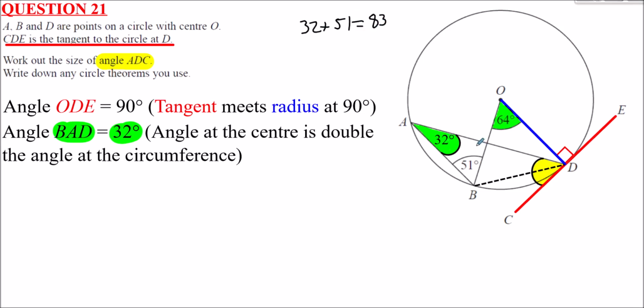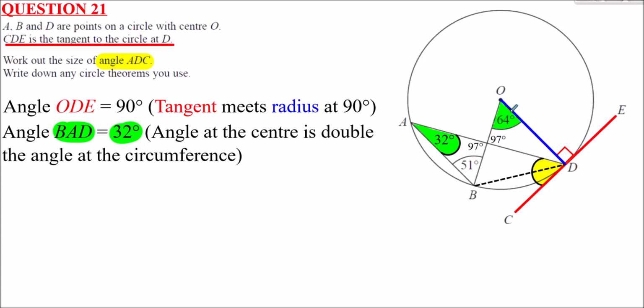So this angle over here, because angles in a triangle add up to 180, I can work out by doing 180 minus 83. So 180 minus 83 gives 97 degrees. And so this angle here is 97. And because this one here is vertically opposite, this angle will be 97 degrees as well.